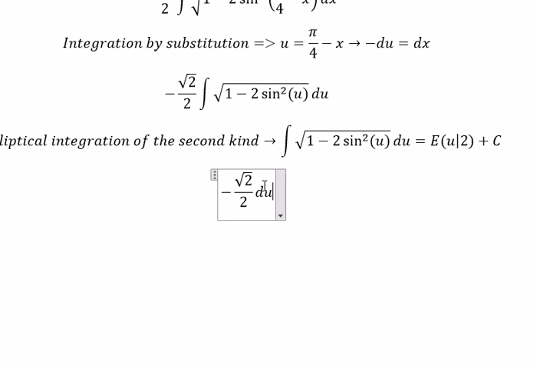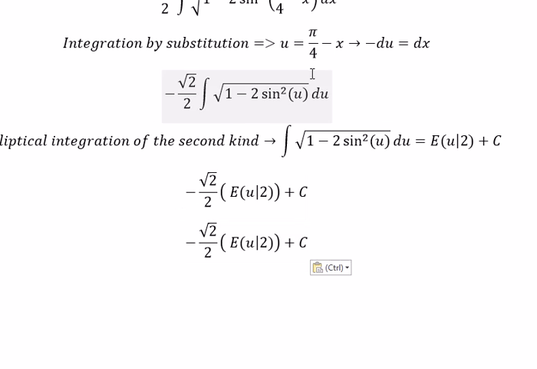This one we change to E multiplied with u number 2. And we add C. About u, we need to change this one.